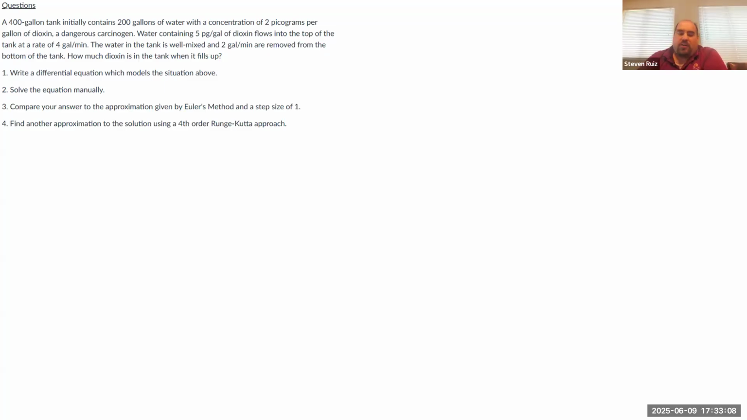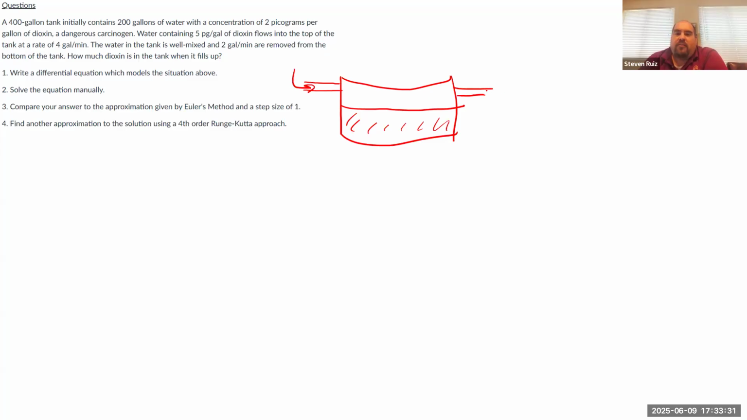We have water. So let's draw. Here's one of my many, many bad pictures. So here's my tank. It's half full initially. Okay, so there's something coming in. There's something coming out. That's all I know so far.